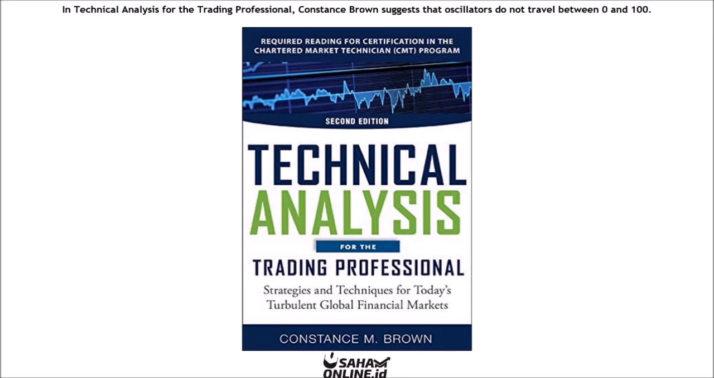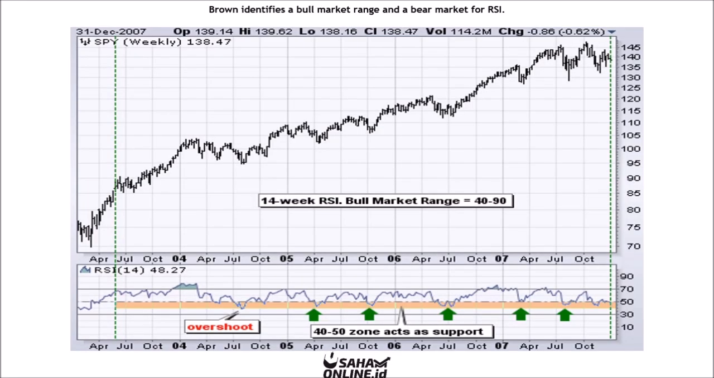In Technical Analysis for the Trading Professional, Constance Brown suggests that oscillators do not travel between 0 and 100. This also happens to be the name of the first chapter. Brown identifies a bull market range and a bear market range for RSI. RSI tends to fluctuate between 40 and 90 in a bull market, or uptrend, with the 40 to 50 zone acting as support. These ranges may vary depending on RSI parameters, strength of trend and volatility of the underlying security.